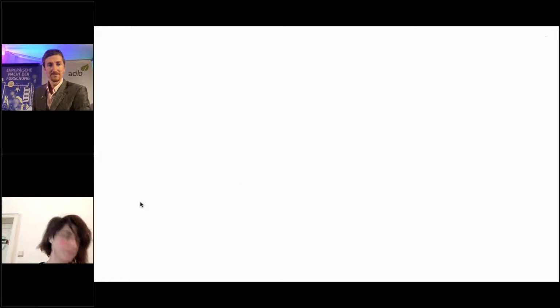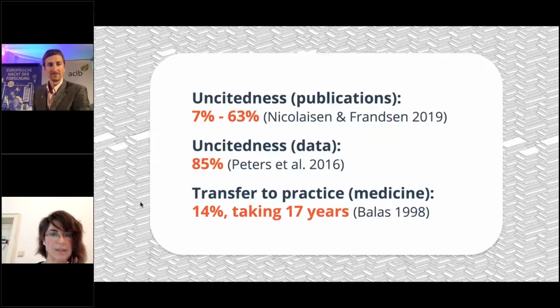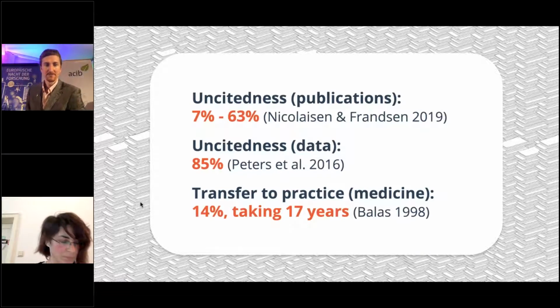We can also see this in this data. We have a very high uncitedness of publications. Depending on the research field, this fluctuates between 7% and 63% of papers. So 63% of papers not being cited is a very high number. And when we look at the research data, it's even worse. There we have 85% of data that is not being cited at all.